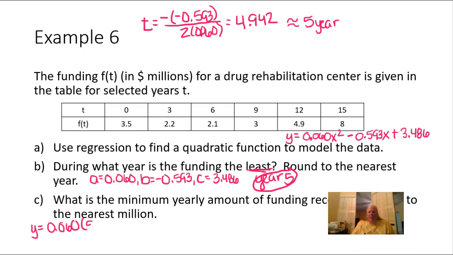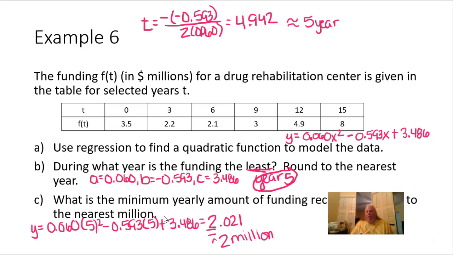0.060 times 5 squared minus 0.593 times 5 plus 3.486. And let's put that in our calculator and see what we get. And this is giving me 2.021, and if I round this to the nearest $1 million, it looks like $2 million is going to be the least amount that this drug rehabilitation center has received.